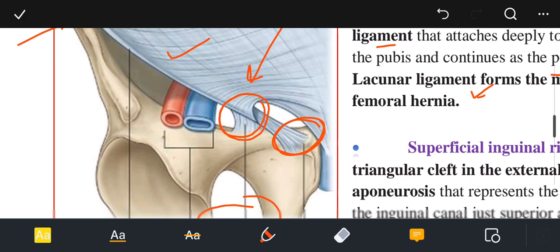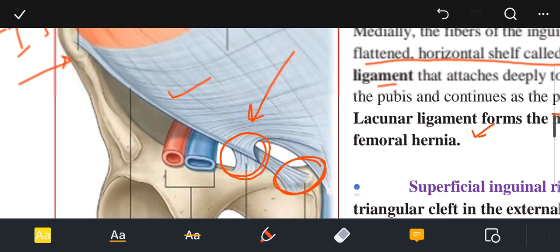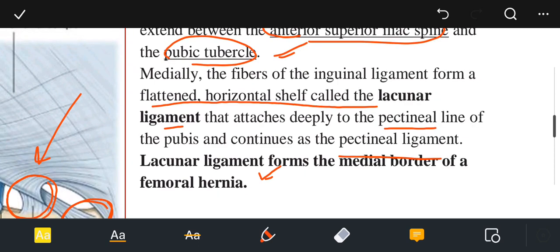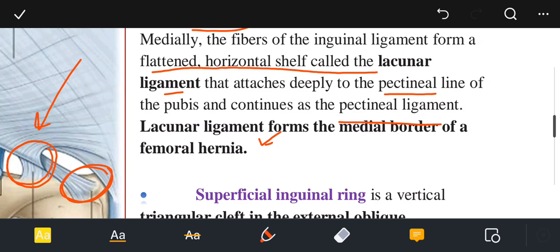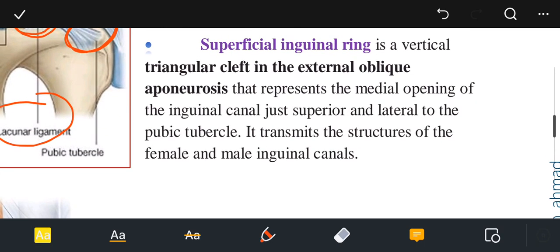I don't know, they have not depicted this pectineal ligament in this picture, but the pectineal ligament, as they have written over here, is the continuation of the lacunar ligament that attaches deeply to the pectineal line of the pubis. Okay, so just remember that both the lacunar and the pectineal ligament are coming from the aponeurosis of the external oblique muscle. The superficial inguinal ring is a vertical triangular cleft in the external oblique aponeurosis.